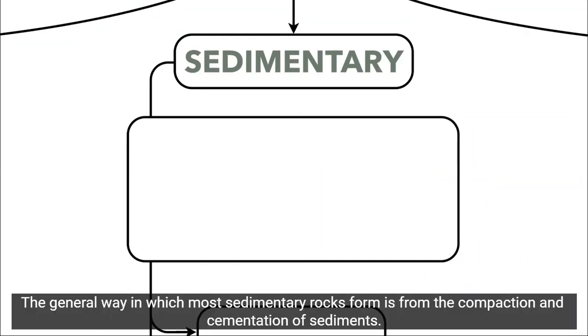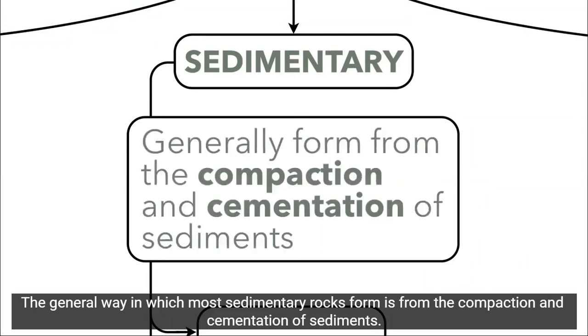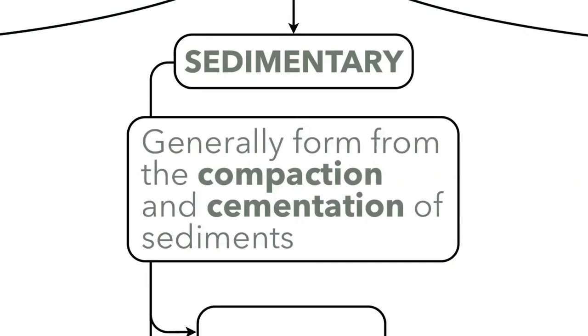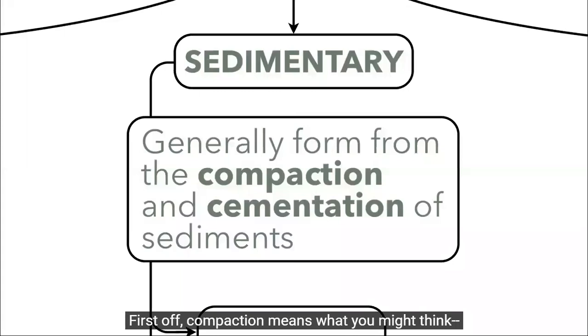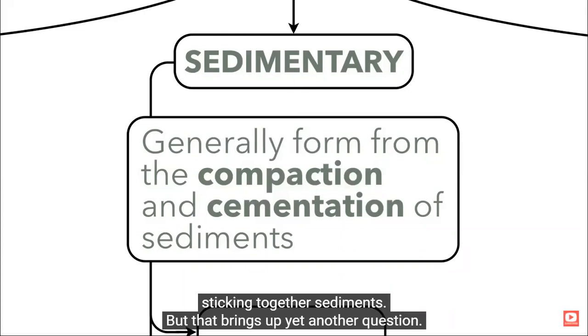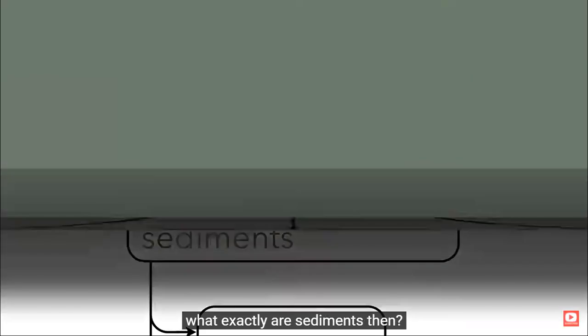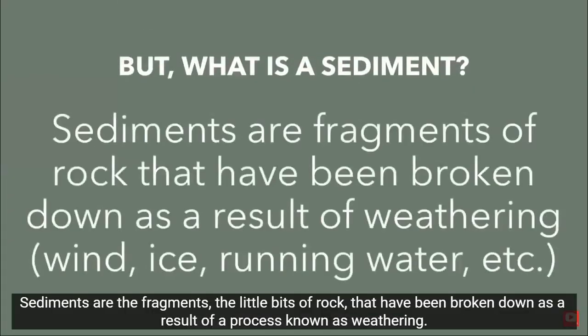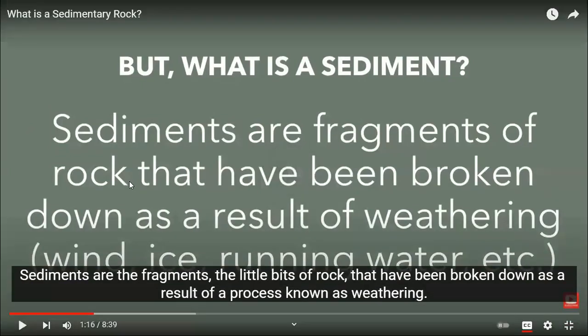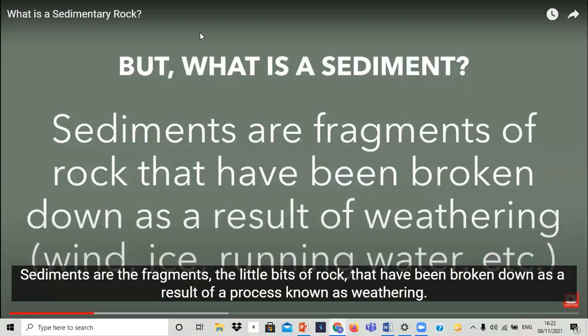The general way in which most sedimentary rocks form is from the compaction and cementation of sediments. Now, there are some words there that we need to talk about. First off, compaction means what you might think: compacting, squeezing together. Cementation means gluing or cementing, sticking together sediments. But that brings up yet another question. So if these rocks are formed from the compaction and cementation, the squeezing and gluing of sediments, what exactly are sediments then? Well, sediments are the fragments, the little bits of rock that have been broken down as a result of a process known as... You can write down the definition of sediment.